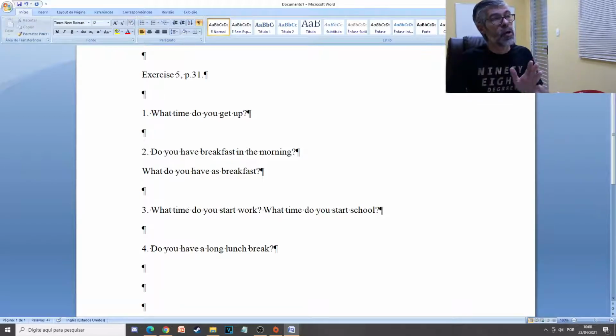Você tem um tempo de almoço longo? It's a direct question. And the answer is yes or no. That's why it's a yes/no question. É uma pergunta de sim ou não. Não é uma pergunta que coleta uma informação, que horas é o almoço. Não, é você tem ou não tem. Do you have a long lunch break? Then the person could answer yes, I do, or no, I don't.